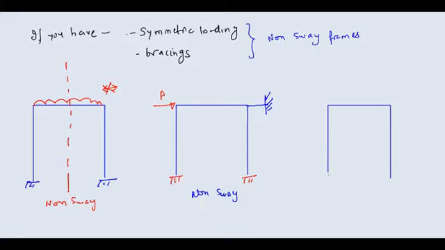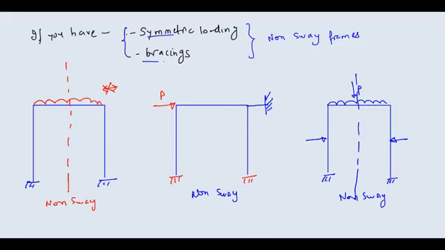Similarly, if you have this type of loading, here you have some load, here you have some load, here you have some P load, still if it is symmetric, you are not going to have any sway. So these are the cases that you can remember. If it is a symmetric loading or if there is any bracing, then there will not be any sway.